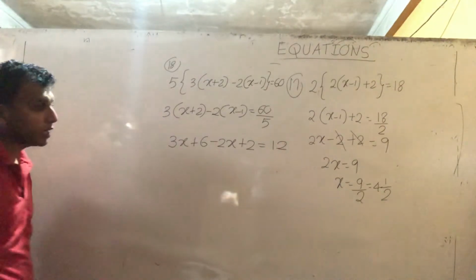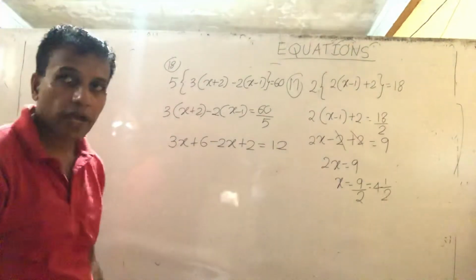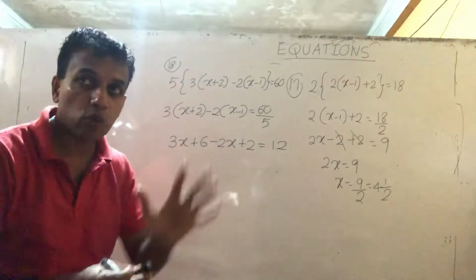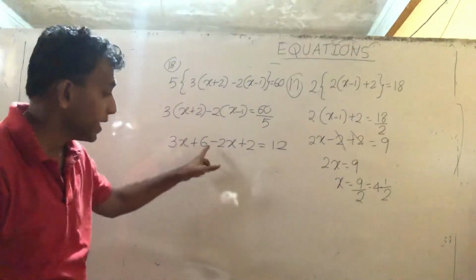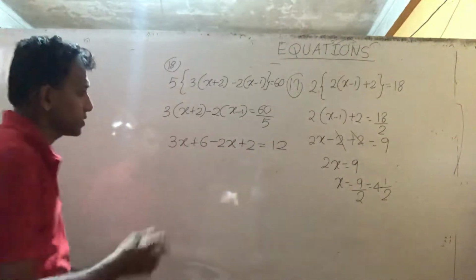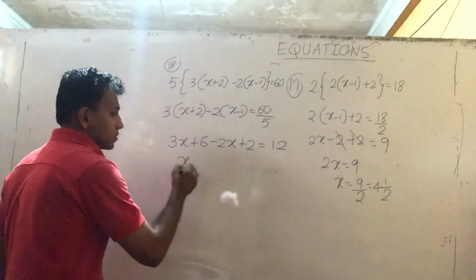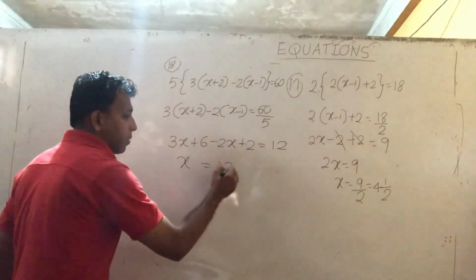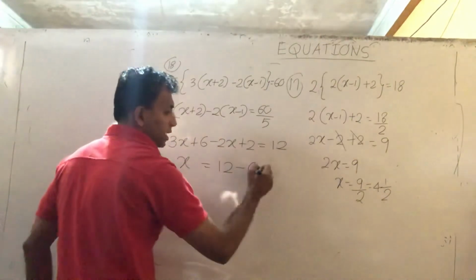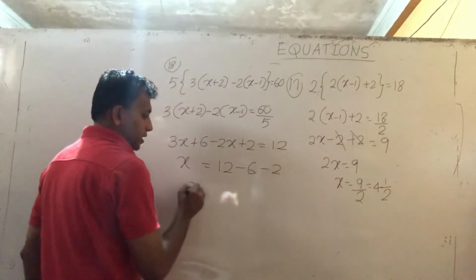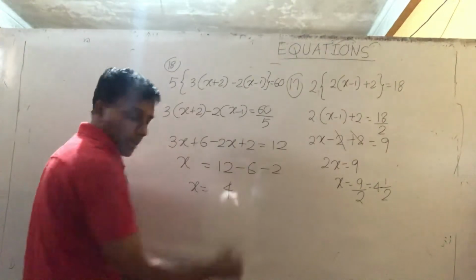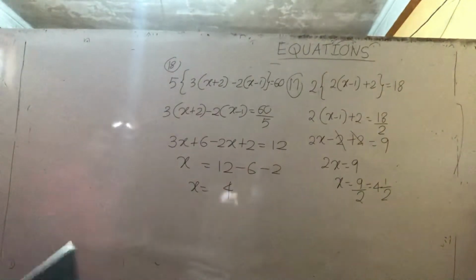Now count how many total x terms are available: 3x, 2x, don't say 5x. Here it's subtracting, so 3x minus 2x is 1x. Take all the number parts to the other side: plus 6 becomes minus 6, plus 2 becomes minus 2. So x equals 12 minus 6, 6 minus 2, 4. x equals 4, right?